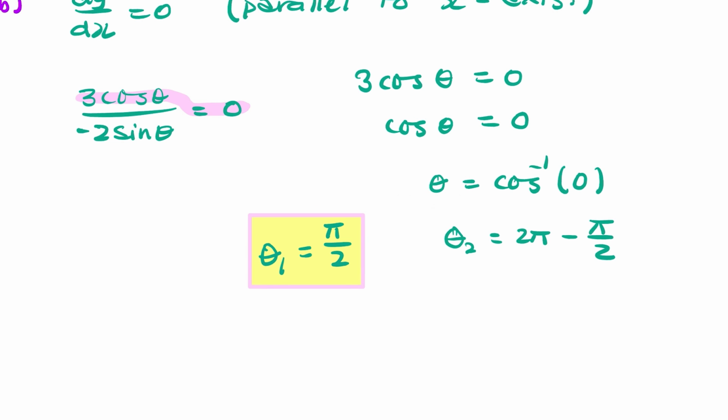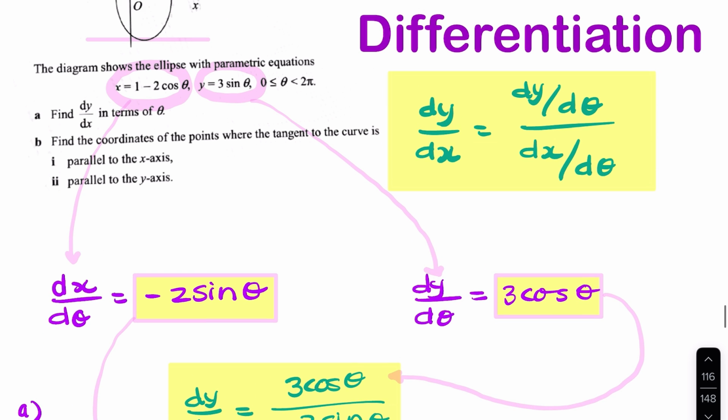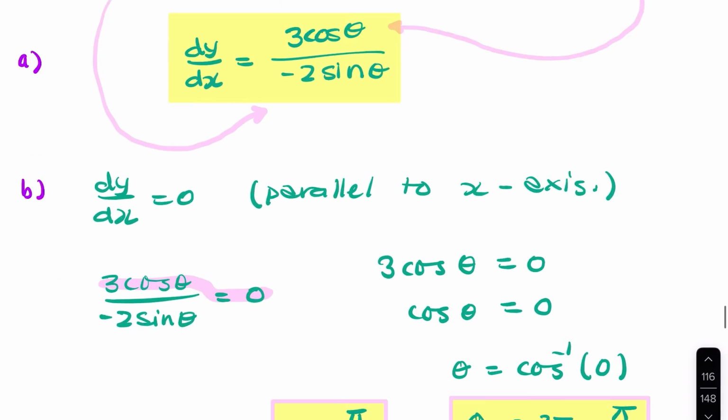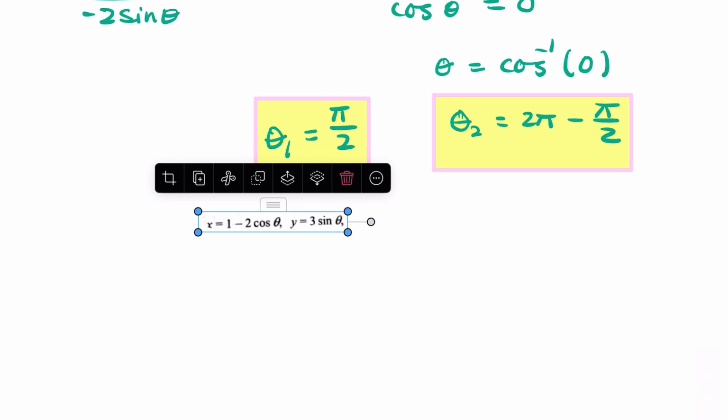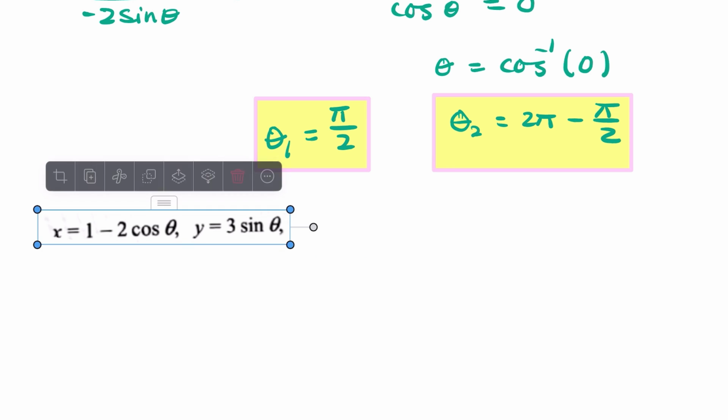But they're not asking for the values of theta. The question asks for the coordinates of the point. The question says, find the coordinates of the points. So that means they're looking for x and y. Now, to find x and y, you're going to need the expression for x and y. So we're going to have to plug in the two values of theta into our expressions for x and y. So we're going to have to do that twice.